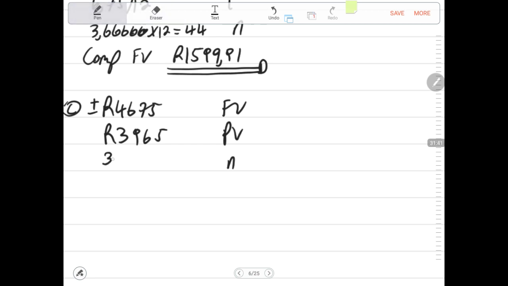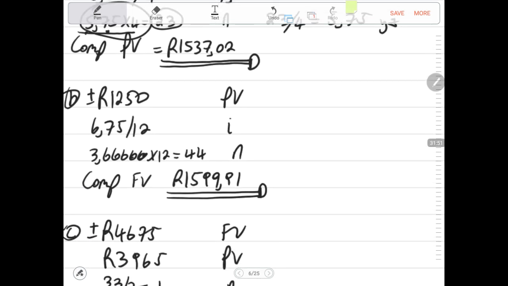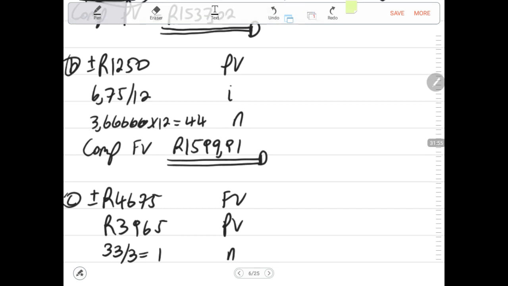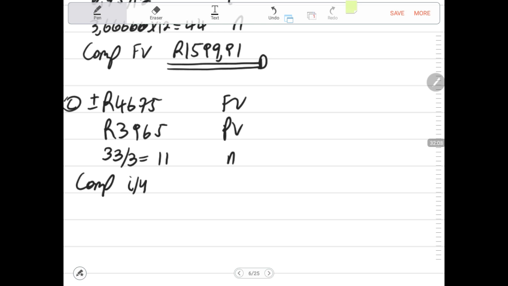I just want to stick with that 33 divided by 3, because we did apply that method in the first scenario of 5.75, and I continued with that again for number B. So now number C, I want to stick with exactly how it should be. Now we say compute. What are we computing? We are computing interest. Compute I divided by Y.